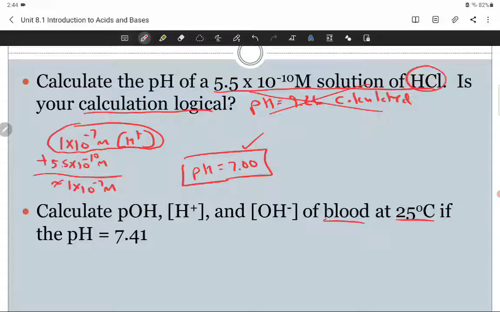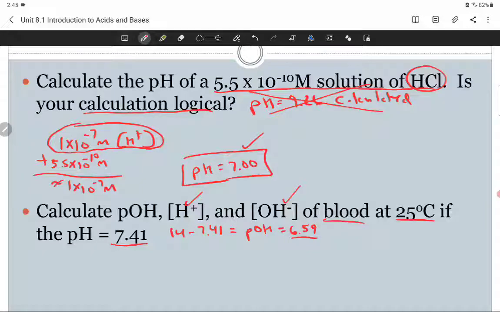Okay, so we have a pH of 7.41. Well, let's go 14 minus 7.41. That would get you the pOH. I think that would probably be a good place to start. Certainly don't have to do that. That equals 6.59. Okay. To do the pH to hydronium, or the pOH to hydroxide, you need the negative anti-log.